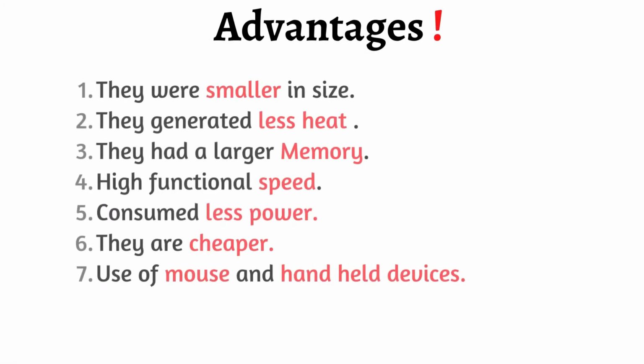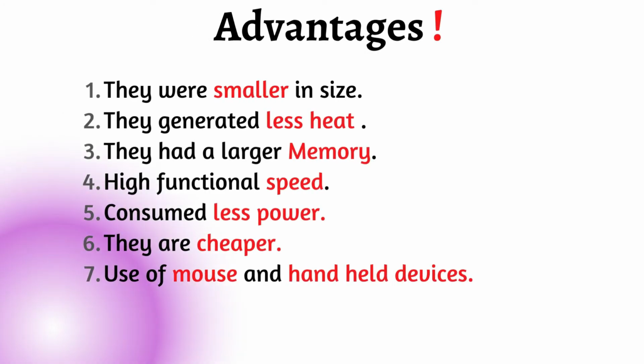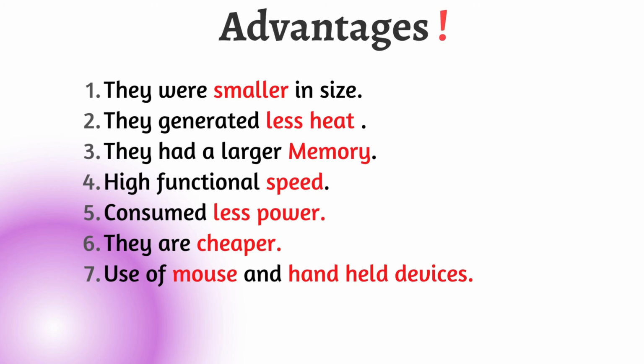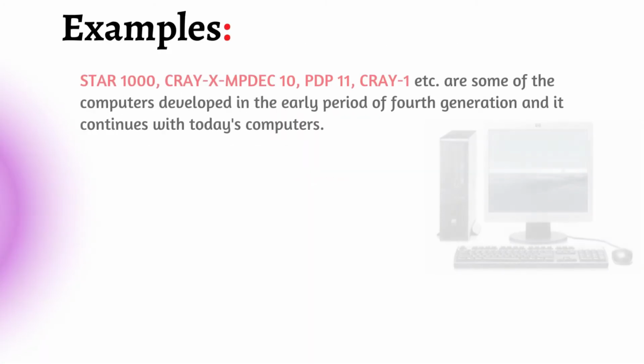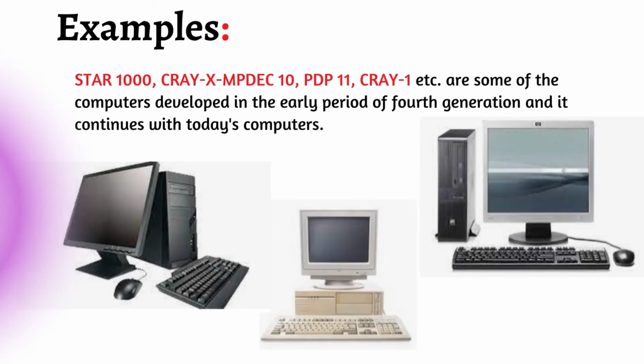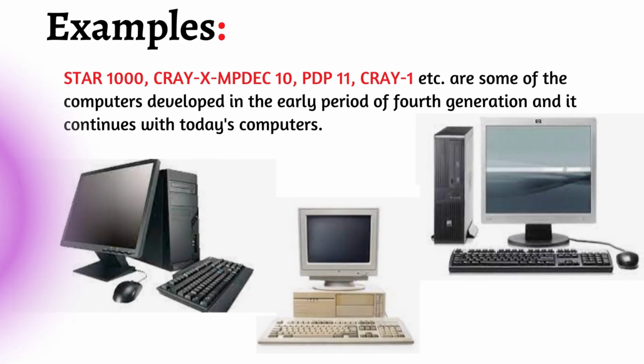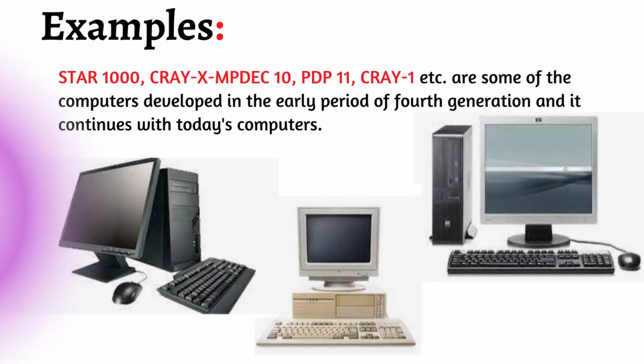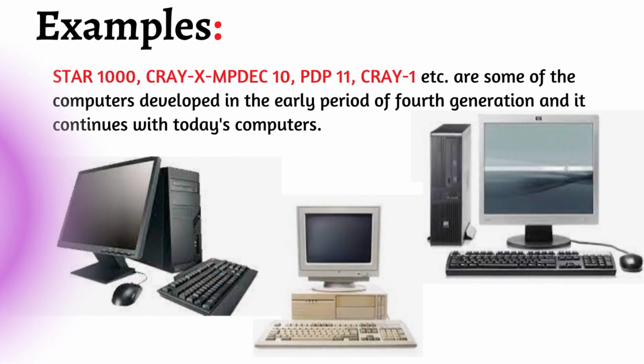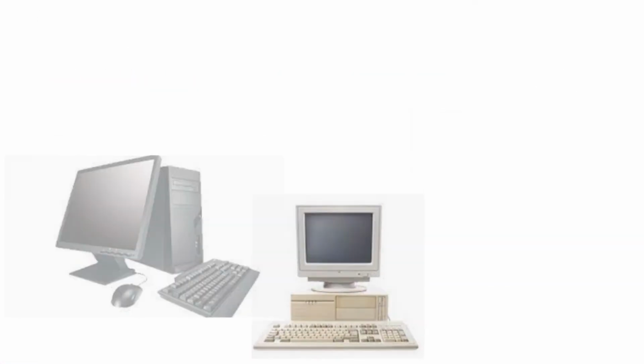Advantages. They were smaller in size. They generated less heat. They had a larger memory. High functional speed. Consumed less power. They are cheaper. Use of mouse and handheld devices. Examples. Star 1000, Cray XMPTEC 10, PDP 11, Cray 1 etc. are some of the computers developed in the early period of fourth generation, and it continues with today's computers.